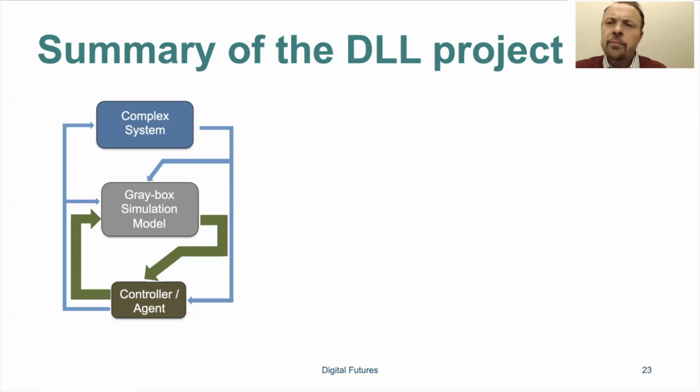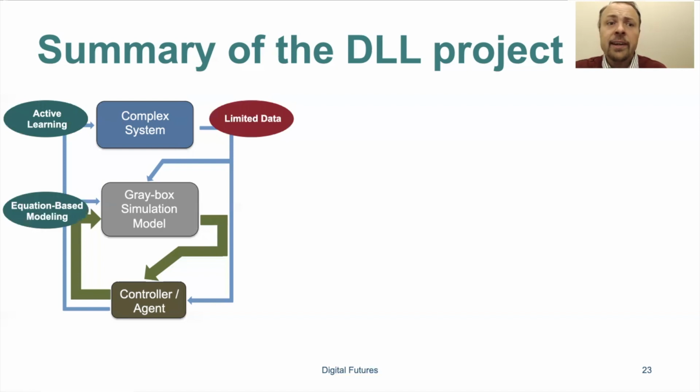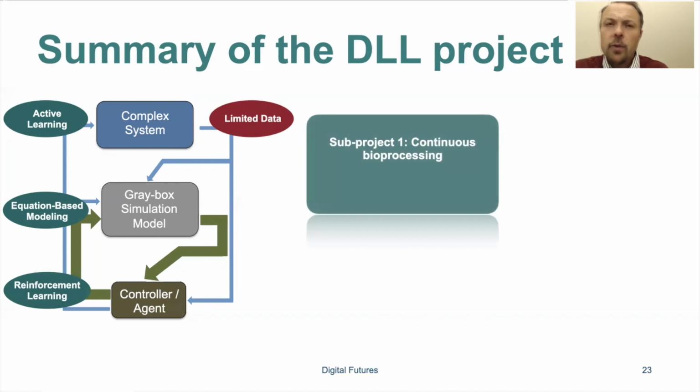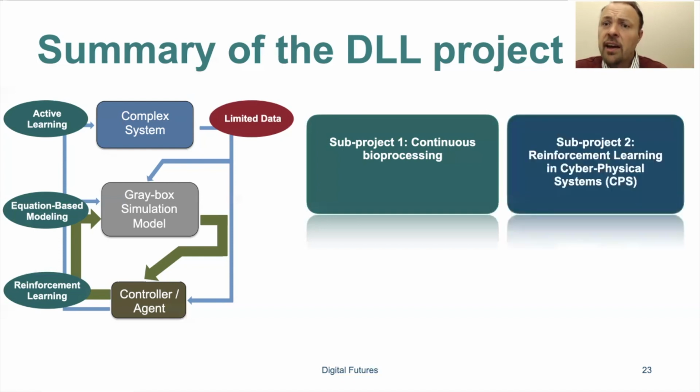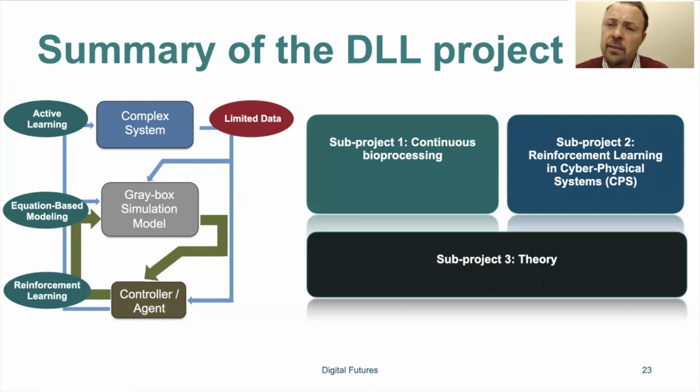So in summary, the whole DLL project is really about machine learning, but where you only have a limited amount of data, meaning that you can only probe and sample the system a limited number of times. And this involves things like active learning, equation-based modeling and simulation, and reinforcement learning. We have divided this project into 3 sub-projects. So one is on continuous bioprocessing. The other one is on reinforcement learning of cyber-physical systems. And to bind it all together, we have the theory part.